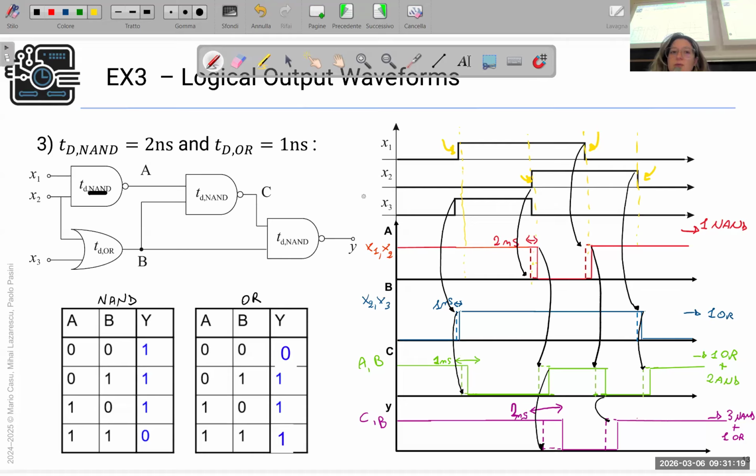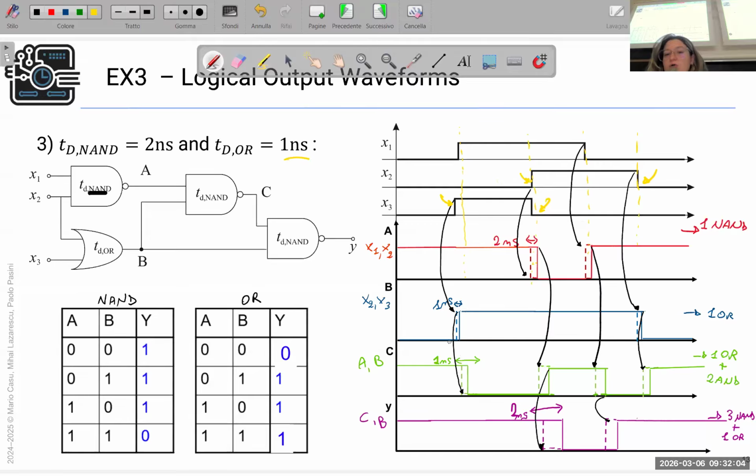Even for B, we have the input as input x2 and x3. So let's see what happened. For x2 and x3, we have a changing here. We have a changing here and here, and we have a changing here. Okay. This will give you a transition, the first changing. And this changing must be delayed by which time? The time of delay of the gates. And the delay of the OR gate is 1 nanosecond. So the delay that we have to report here is 1 nanosecond.